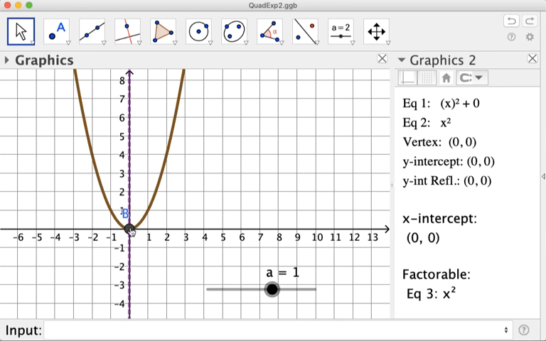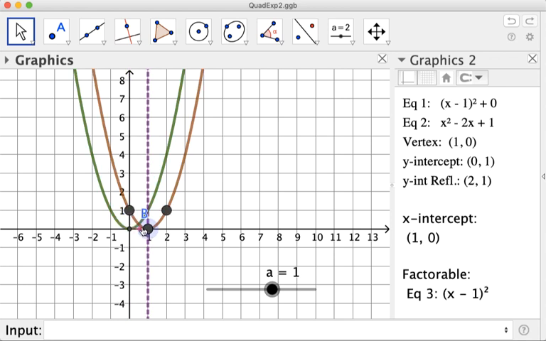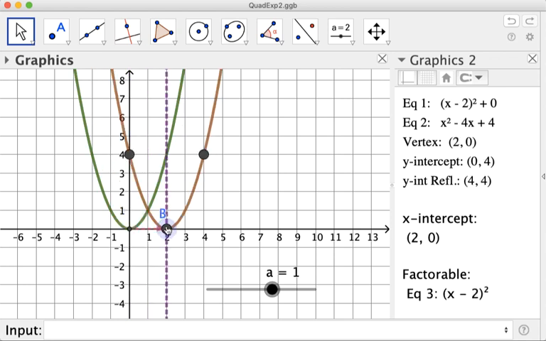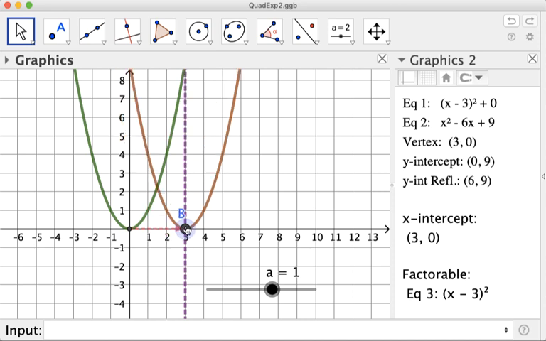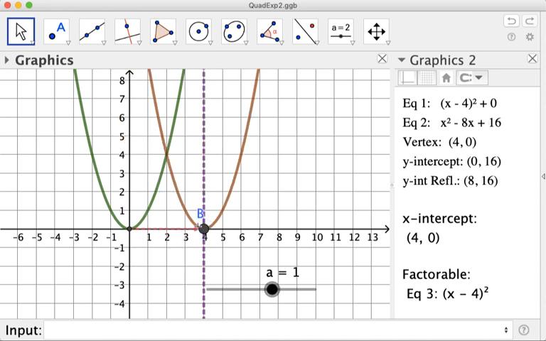Okay, so what happens now as we take the vertex and we slide it along the x-axis here? You see that the original parabola remains in place. Our new parabola has a vertex at 4, 0, and that's reflected here in the vertex form by the fact that we now have the equation x minus 4 squared plus 0.